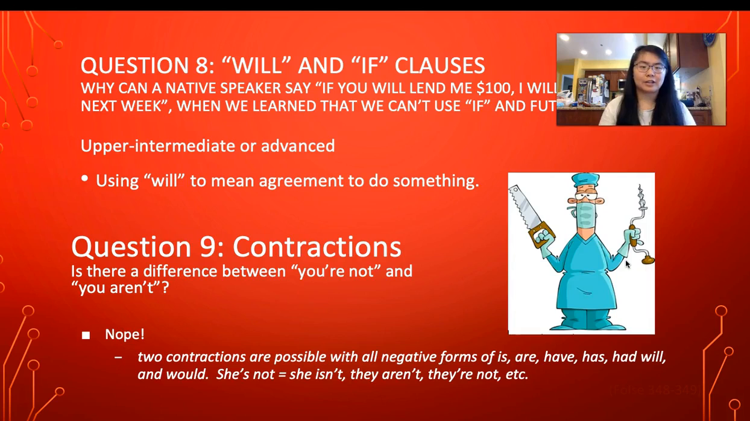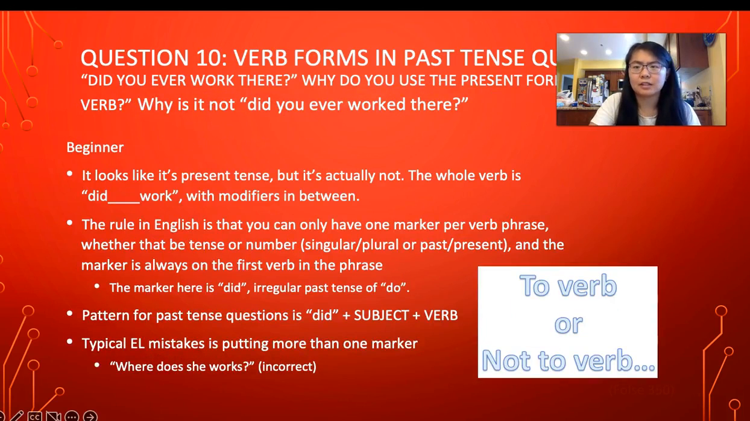So contractions. Two contractions are possible with all negative forms. Like she's not is equal to she isn't. They aren't is equal to they're not, etc. So, and maybe we can keep going. Let's go to number 10.